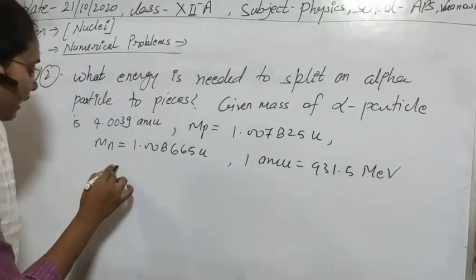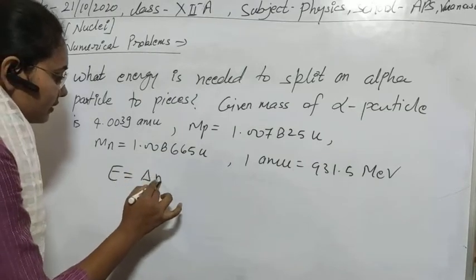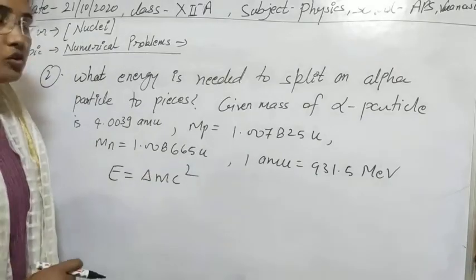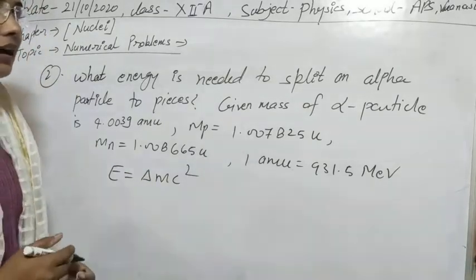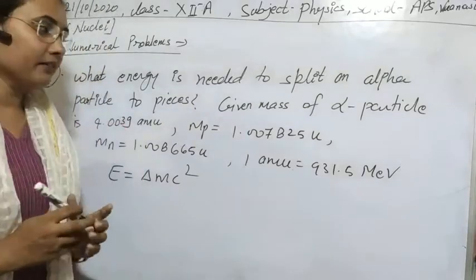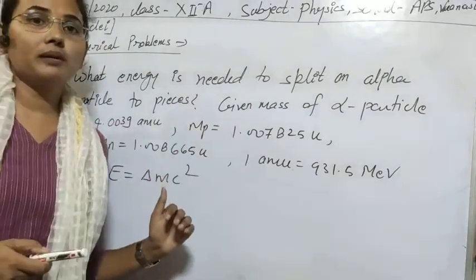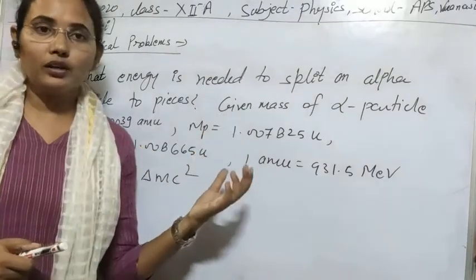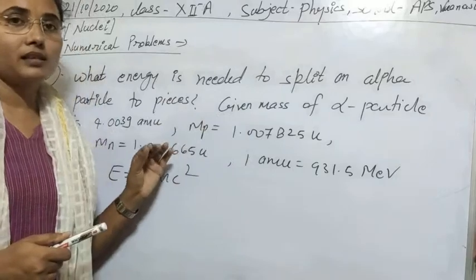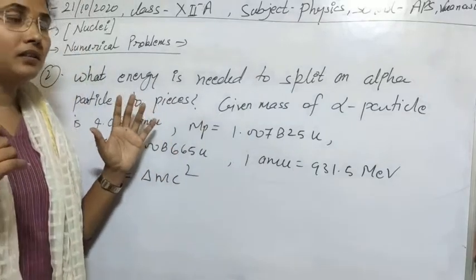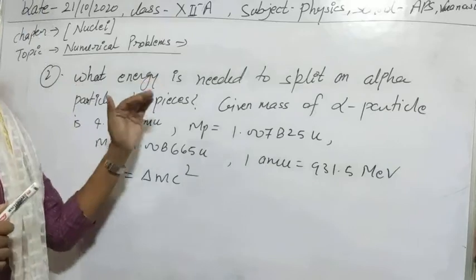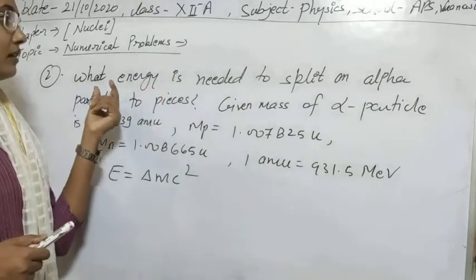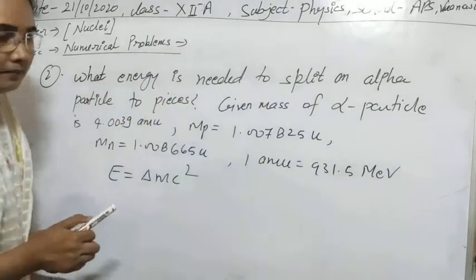So simple, we have an equation for this, that is Δm c², where Δm is the mass defect. So what is the mass defect? Simple, as you know, if we calculate the mass of the constituent particles, it is always greater than the mass of the nucleus, because some of the mass is converted into energy, and that energy is used to bind the nucleons together. So that's why we always need some energy to split them again.